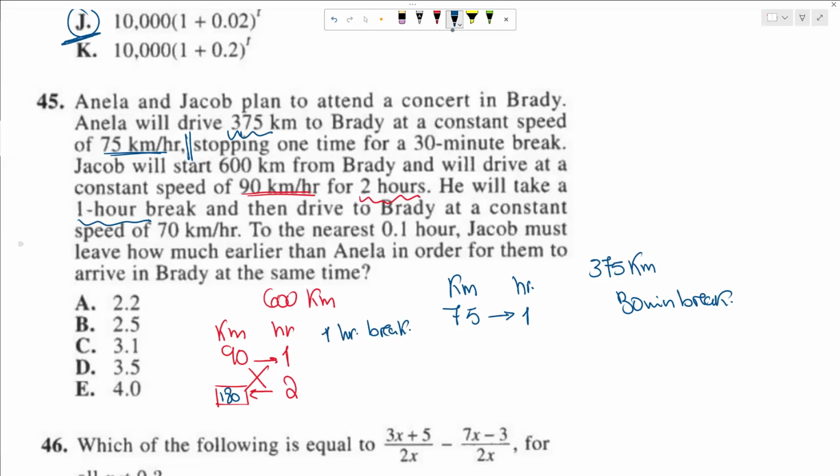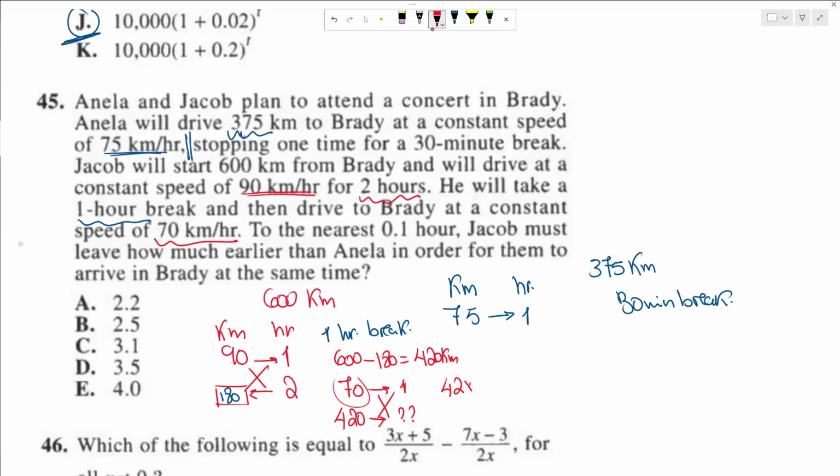How much is the rest? 480, I think, or 420. 420. So 600 minus 180, that's 420 kilometers. This is the amount still left to cover. He'll do that at a different speed now, 70 kilometers per hour. So under the 70, I can put 420 and get to know the amount of hours needed.